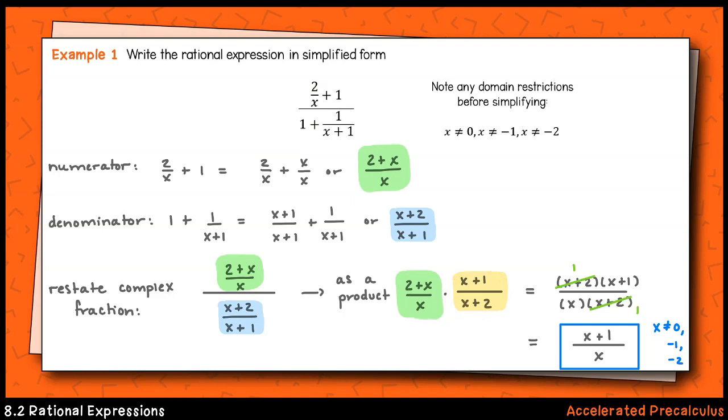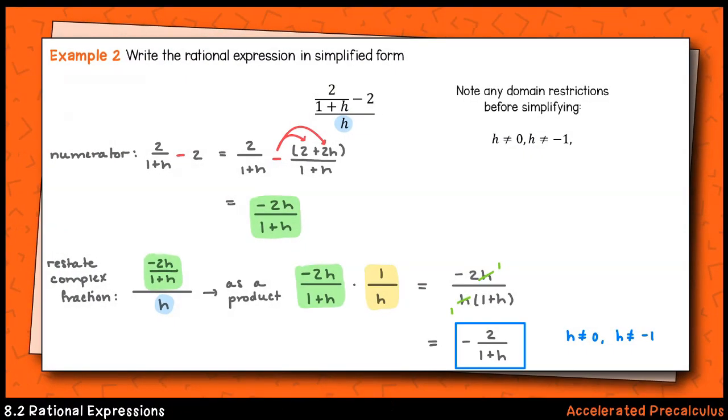Let's go ahead and leave this in factored form for a moment and look for any common factors that can be reduced between the numerator and the denominator. It looks like I've got a factor of x plus 2 in both the numerator and denominator, so we can simplify this down to just 1, and that leaves our final simplified expression as x plus 1 over x, where x is not equal to 0, -1, or -2.